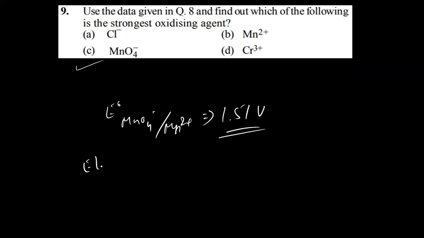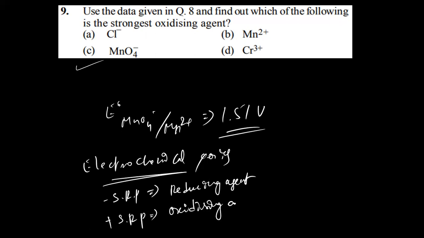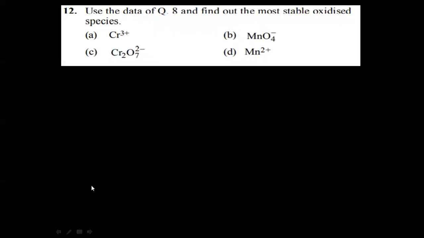And remember one more thing. In the electrochemical series, if a species has a negative standard reduction potential value, it acts as a reducing agent, and if the element carries a positive standard reduction potential value, it acts as the strongest oxidizing agent. So remember this shortcut.